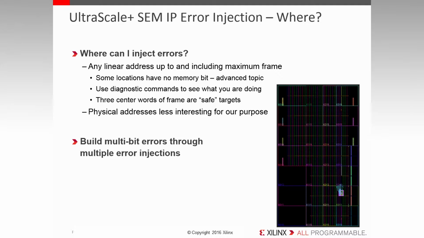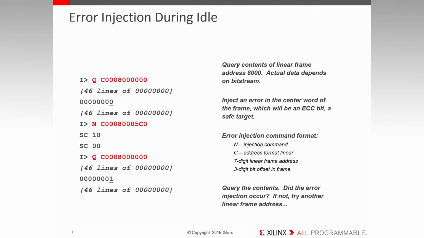So, where in a frame should we inject errors? You can do it anywhere. In the UltraScale architecture, the center word of a frame holds part of the frame-level ECC checksum, so introducing errors here is a safe place because these bits do not control a programmable logic resource. In other words, there's no risk of hitting your design. I'm going to use linear frame address 8000 hex.